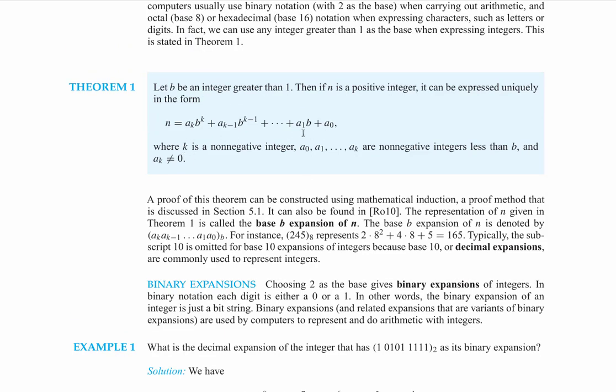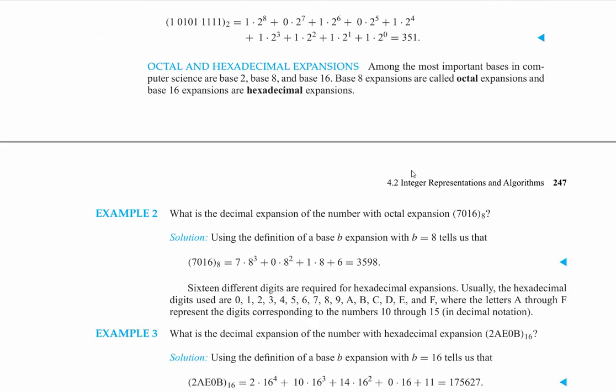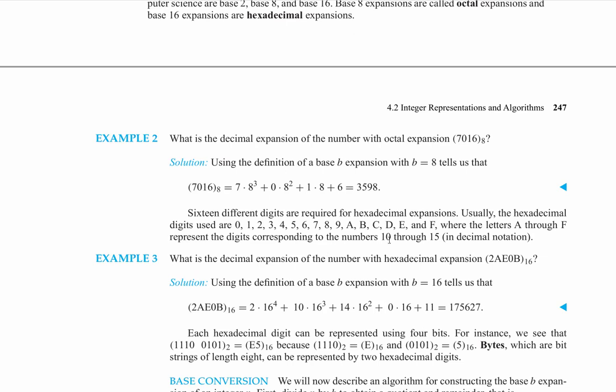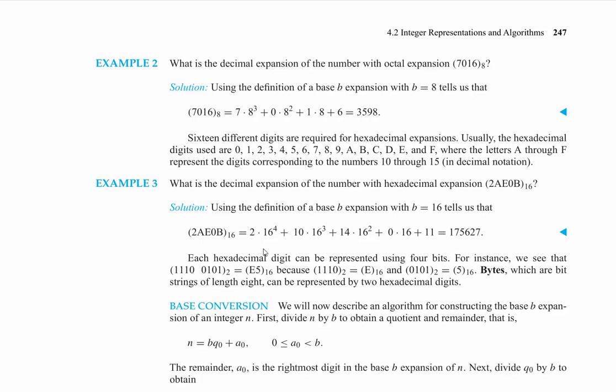Alright, so here's the expansion in base B. To convert this binary number into its decimal expansion, just multiply the digits by powers of 2. For this octal number, multiply by powers of 8. And for hexadecimal, it's powers of 16.